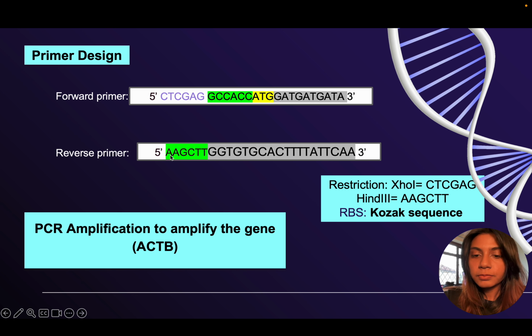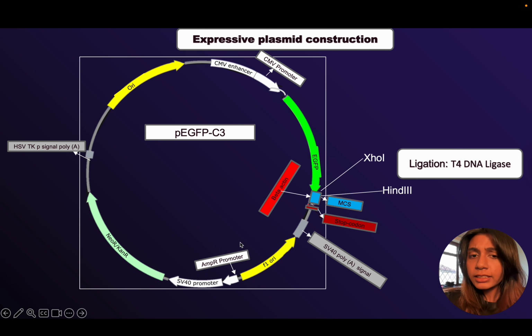After that, I designed my reverse primer. For this, I took a specific sequence and then I did the reverse complement of the sequence, which had the stop codon as well. So this is my restriction enzyme HindIII, and this is my reverse complement sequence. After PCR amplification, I amplified my gene, and then to express it in my plasmid, I had to insert my gene.